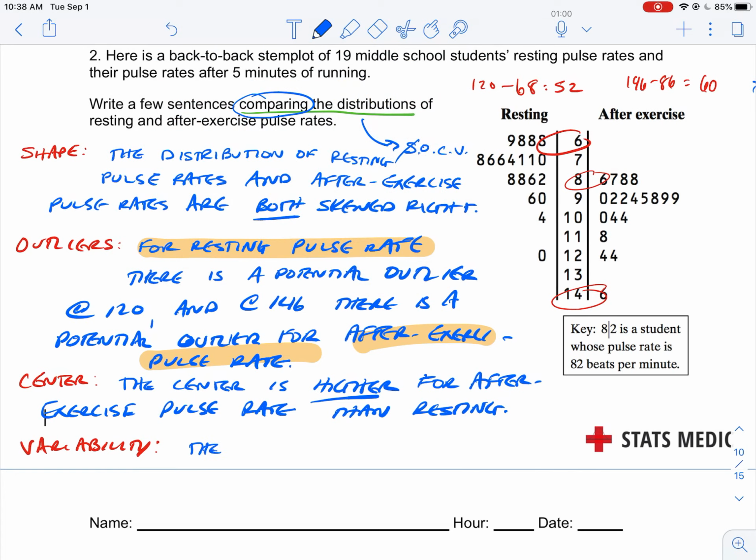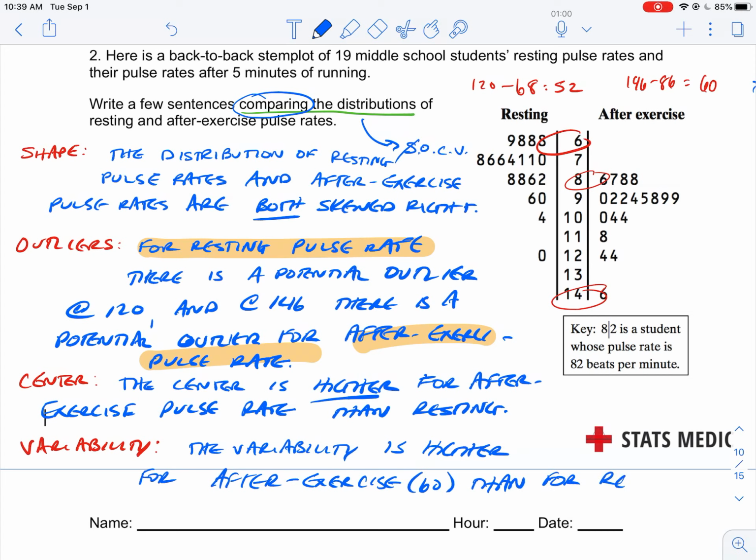So the variability is higher for after than for resting. And notice I put my data values in parentheses here because those were values that I calculated. So when I calculate a value, it's perfectly appropriate to put those data values in there.